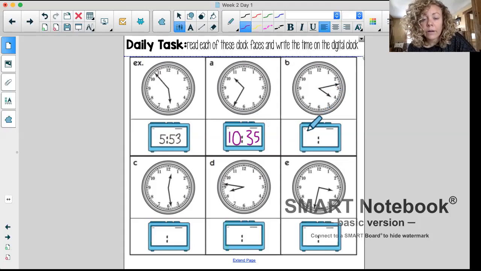Our next clock. Our hour hand is between the 4 and the 5, so it's still in the 4 o'clock hour. It's 4, and then we look at our minute hand. It's between the 2 and the 3, so 5, 10, and then it looks like it's 1, 2, 3 after that. It's 10, and 3 more is 13, so it's 4:13. All right, C. Our hour hand is between the 12 and the 1, meaning it's still in the 12 o'clock hour. And our minute hand is just before the 6. The 6 is 30, so it looks like it's 1 minute before 30, so 12:29.